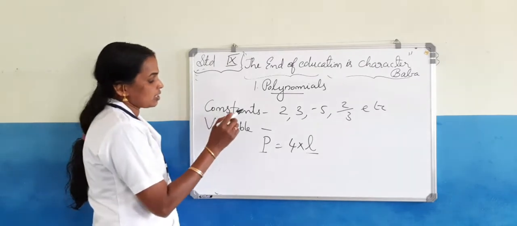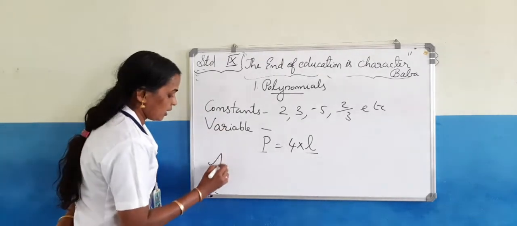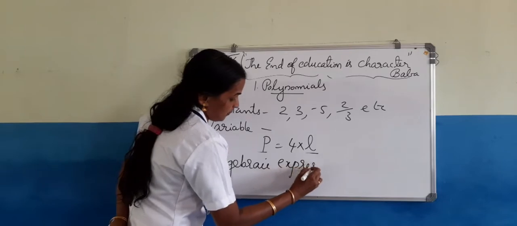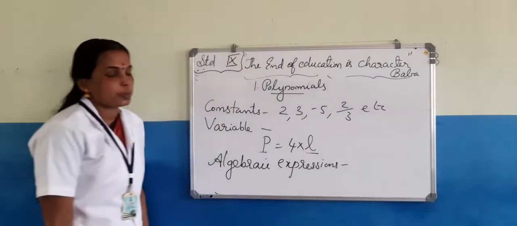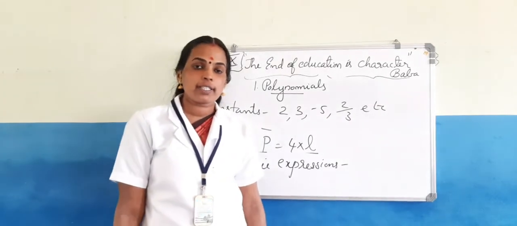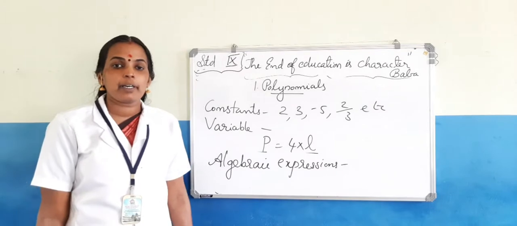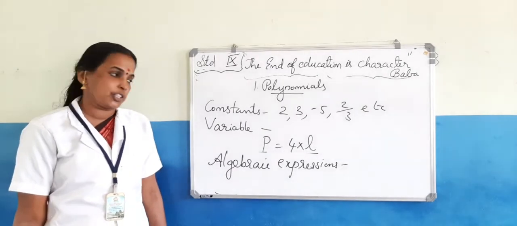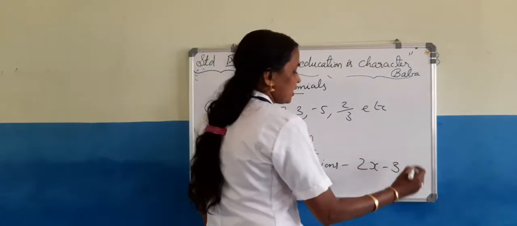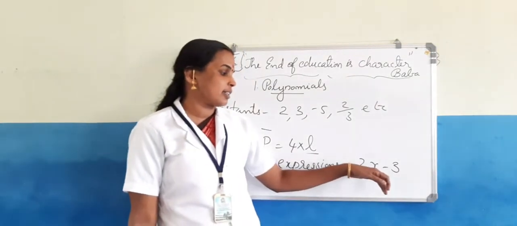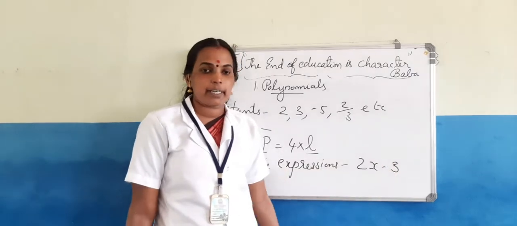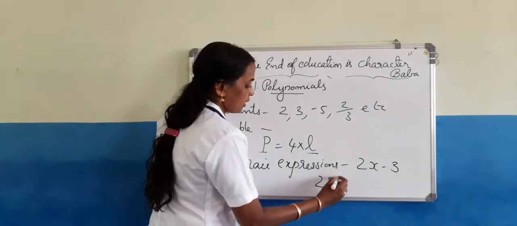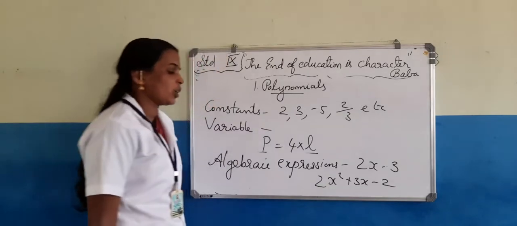Then, in connection with constants, variables and all, we study another term, algebraic expressions. An algebraic expression is a combination of constants and variables, which are separated by the 4 basic operations: addition, subtraction, multiplication and division. For example, 2x minus 3. It is an expression because it contains constants. Here x is a variable, then one symbol is here, subtraction. So we can call 2x minus 3 an algebraic expression. Another example, 2x square plus 3x minus 2. This is also an algebraic expression.